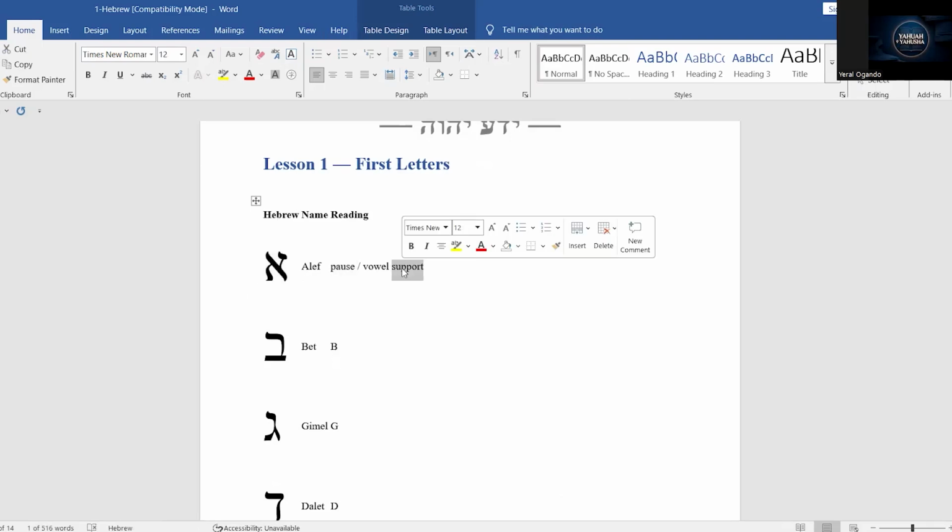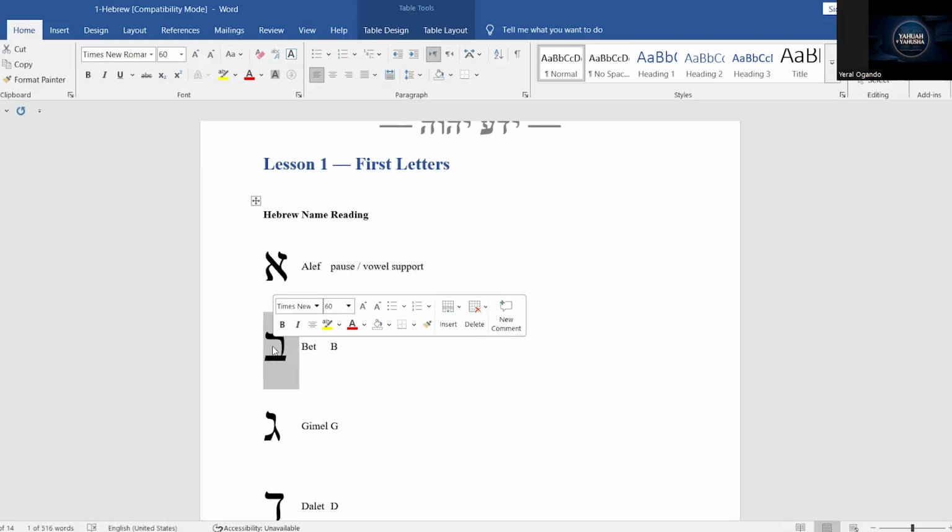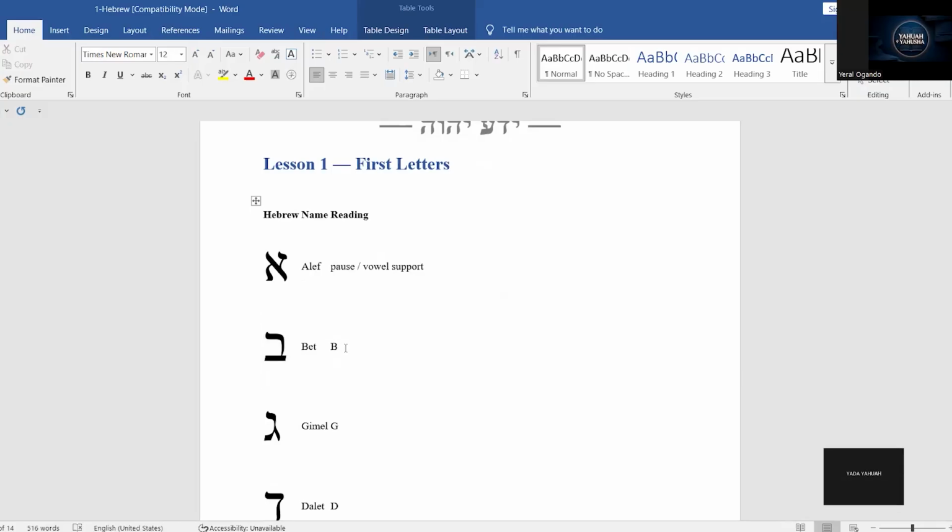Plus vowel support, bet, always bet, never v, never. It's bet, strong B all the time. Doesn't matter if traditional academic Hebrew tells you that it is V, do a research. V sound is not a biblical sound. The V did not exist, it's like 500 years old. So anyway, it is always like strong B, bet, okay?